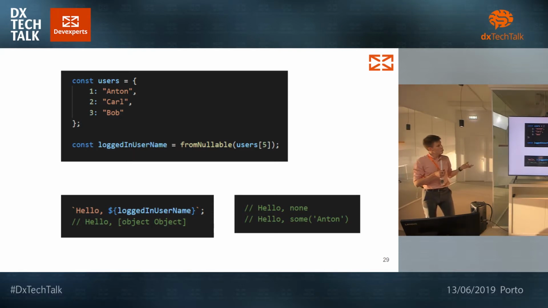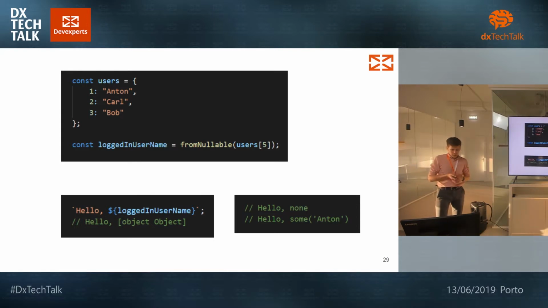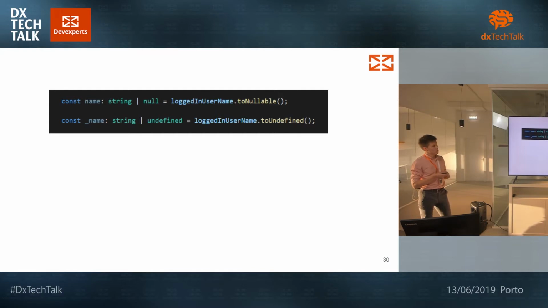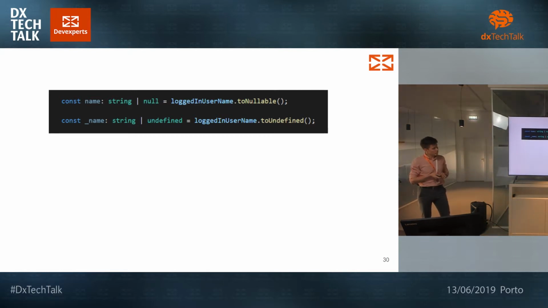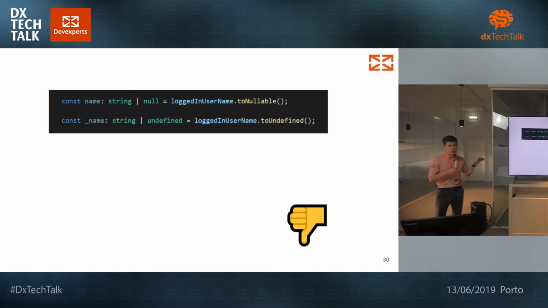So now we want to unwrap our data from option. How? We have a couple of ways. First, you can get back to your nulls and undefineds, and what it does, basically, is it gives you null if the option is none, and it gives you your value if the option has a value inside. Right? But this is a bad API, because we don't want to get back to our nulls and undefineds. We don't want them to appear in the user interface.